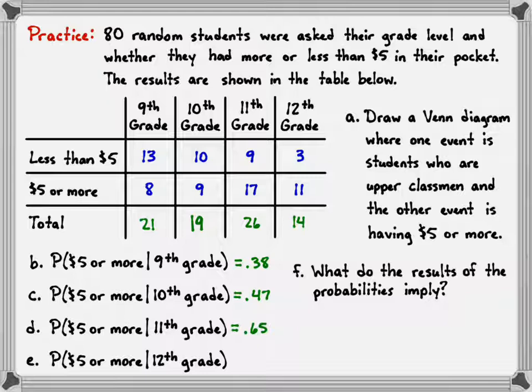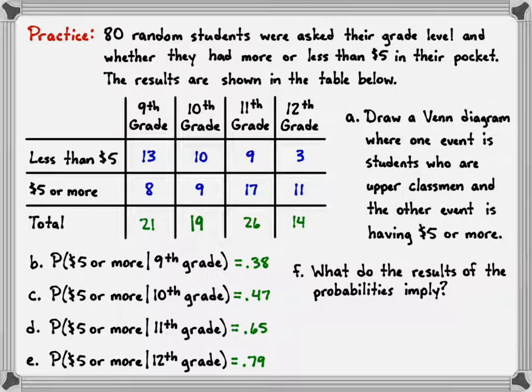And then E, it says, what is the probability of having $5 or more given you're a 12th grader? So that'd be 14 students would be our sample space, and 11 students would be our event space. So 11 out of 14, which is 79%.